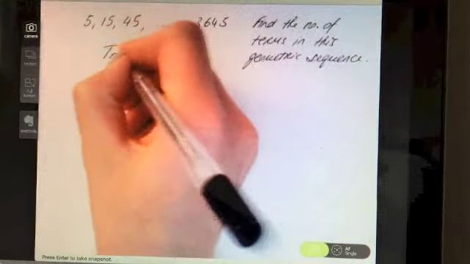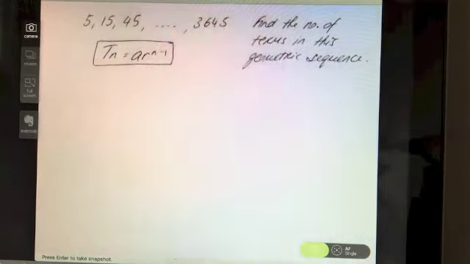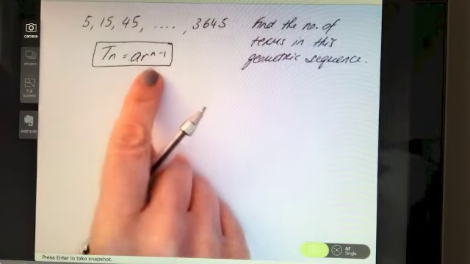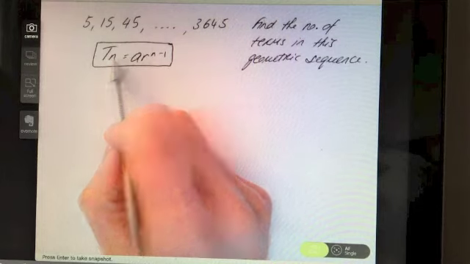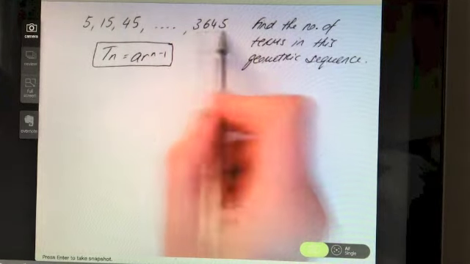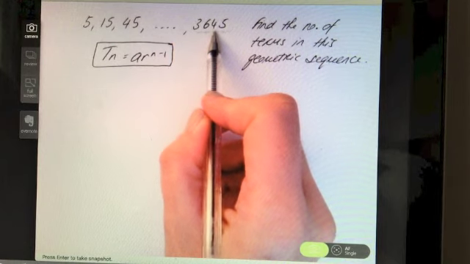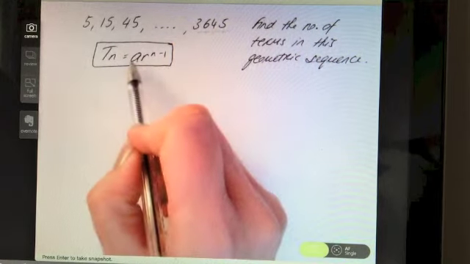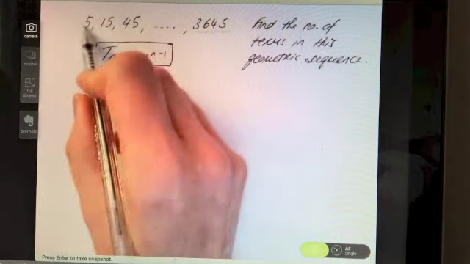So again, what you have to work with here is this. So let's see how I can fill this in as best I can. Obviously, I don't know what n is. I just know that I want to find what term 3645 is in this sequence. So I'm looking for n, okay? But can I fill in a? Well, a I know straight off is the first term, 5.